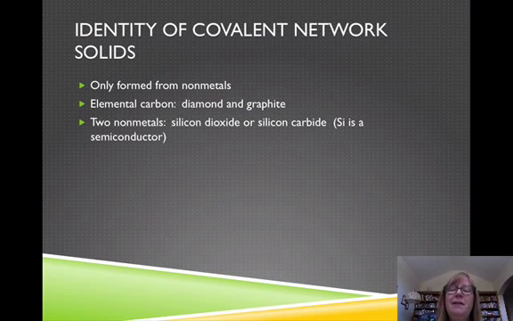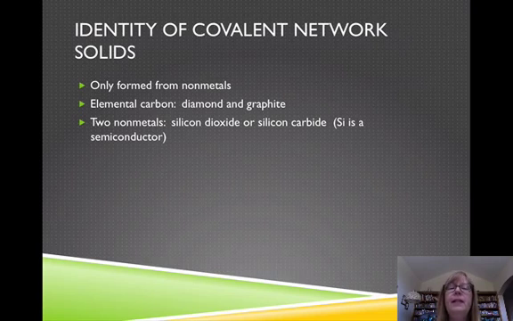So how do we identify a covalent network solid? Well, there's not many of them. They're only formed from nonmetals. For instance, elemental carbon, like diamond or graphite. Normally when you have a phase change, if something goes from a solid to a liquid, you are breaking intermolecular forces. But if you were going to melt diamond or graphite, you are actually having to break covalent bonds that are holding those carbon atoms together. And that is why the melting point is so high for these things.